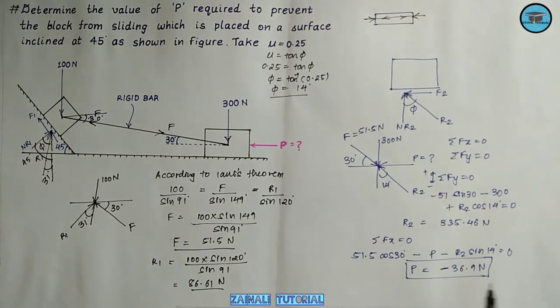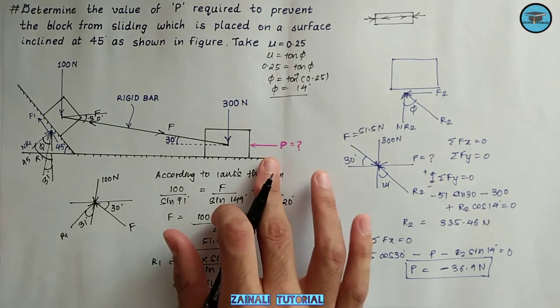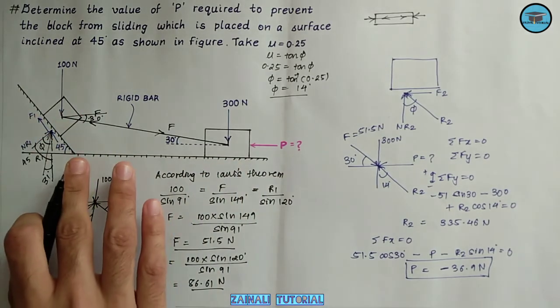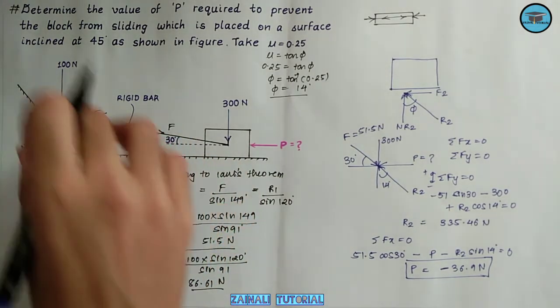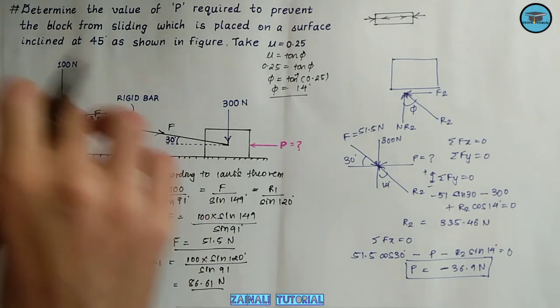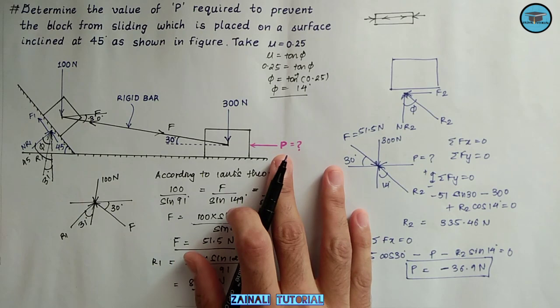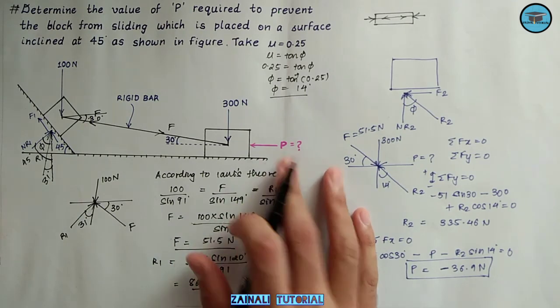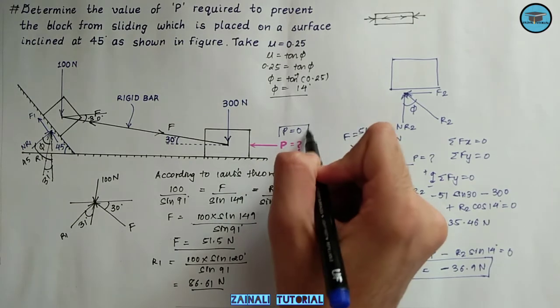This negative sign indicates that there is no need to apply the horizontal force to prevent this block from sliding. This means that actually this system is in equilibrium only. This block is not moving along the plane which is inclined at an angle of 45 degree. Hence no need to apply the horizontal force. That means the value of the P which is needed to be applied is 0 Newton.